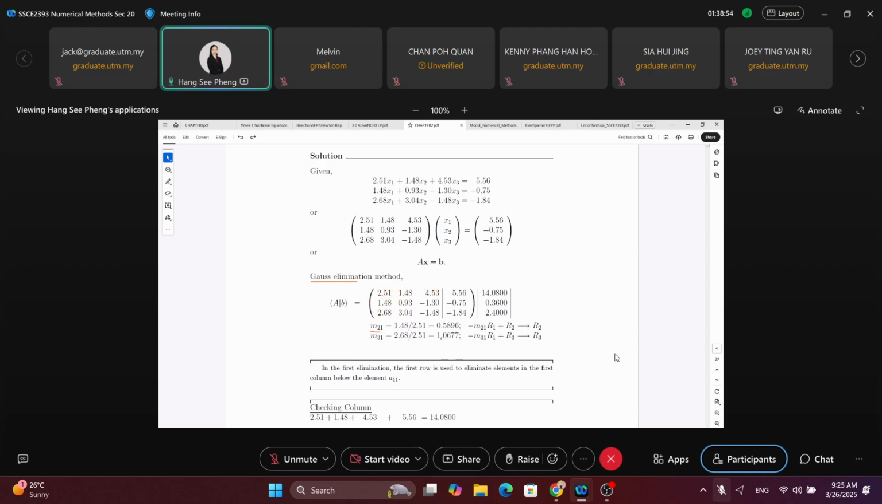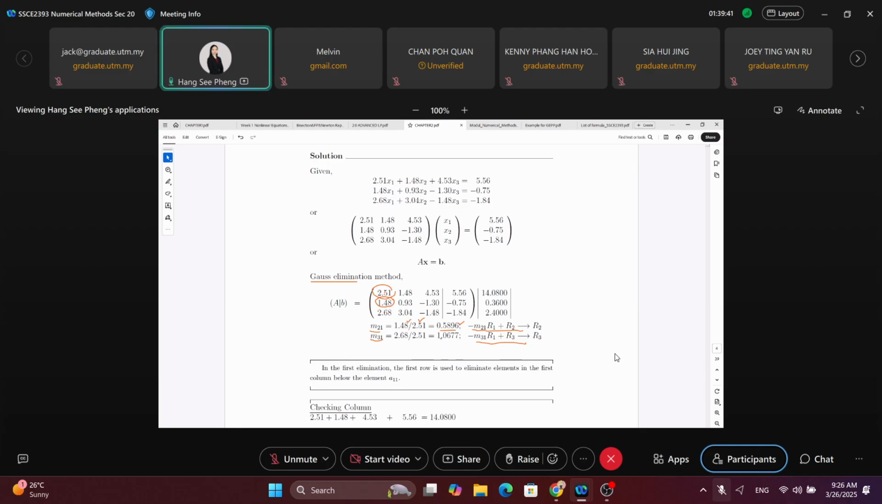First we calculate M21 and also M31. What is the purpose of calculating these? Because you want to perform these operations so that these two become 0. So how to make it 0? You find M21, which is A21 divided by A11. So we get M21, that is 0.5896. When we substitute it here, minus 0.5896 multiplied with R1 plus R2, you will get this approximately equal to 0.